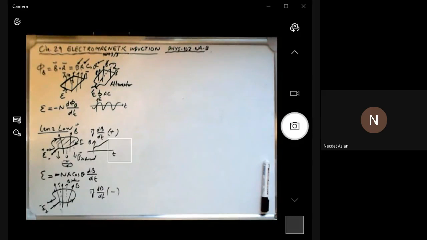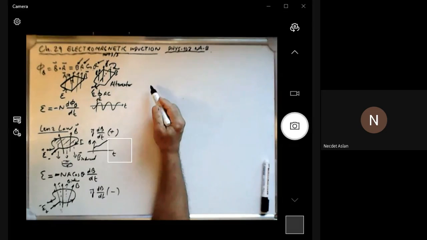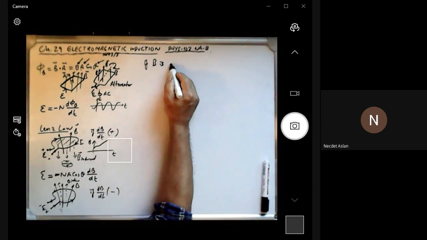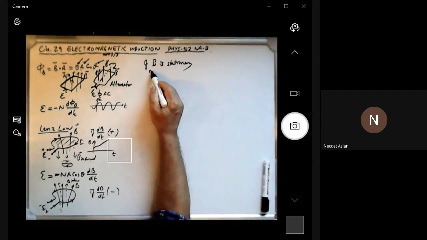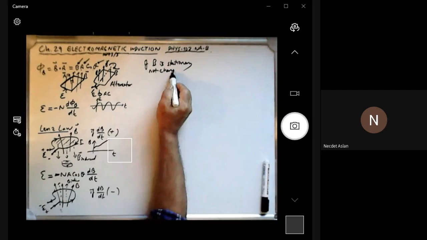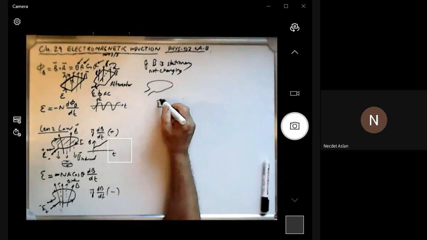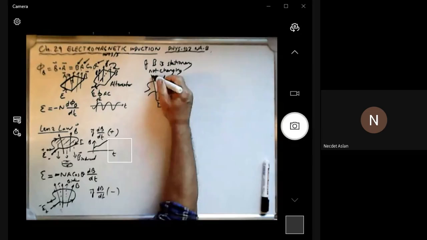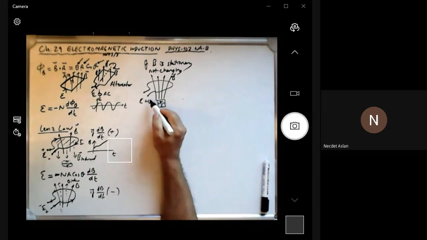But the very important fact is this. Suppose we have a stationary magnet. If B is stationary, it means that it is not changing. We have this coil sitting there, and we have this magnet, okay? This produces the magnetic field, and the magnetic fields are passing through this coil. Nothing happens. So epsilon is 0.